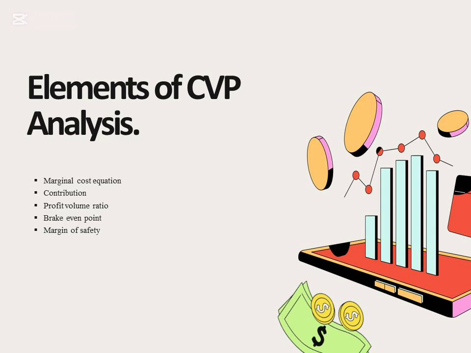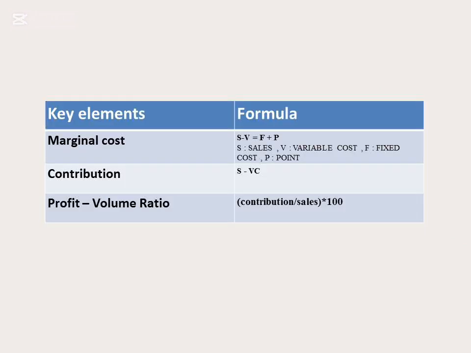Profit volume ratio: measures the contribution earned per unit of sales and indicates profit potential. Break even point: the level of sales at which total cost equals total sales and there is no profit or loss. Margin of safety: the excess of actual or budgeted sales over the break even sales, showing business risk.